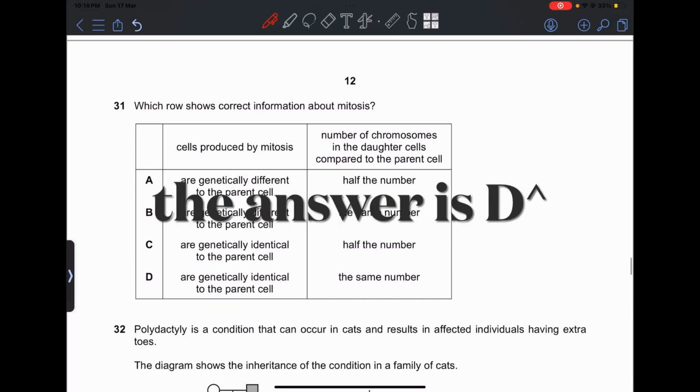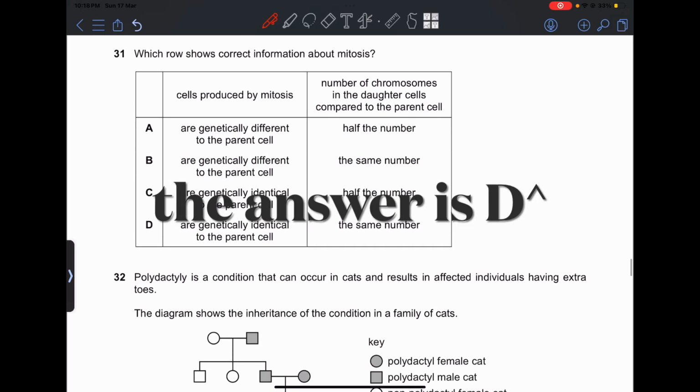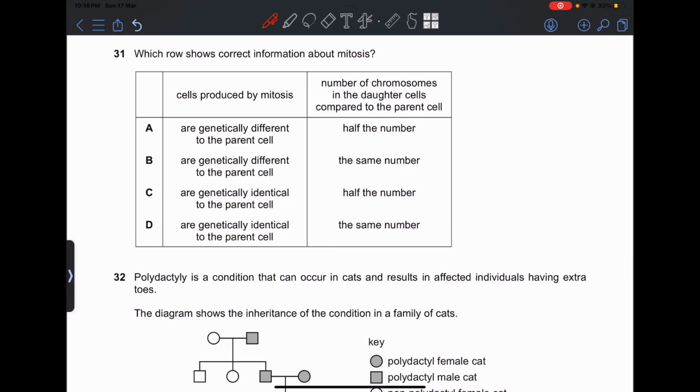31. Which row shows correct information about mitosis? So mitosis is actually producing genetically identical cells, and it is used in asexual reproduction.